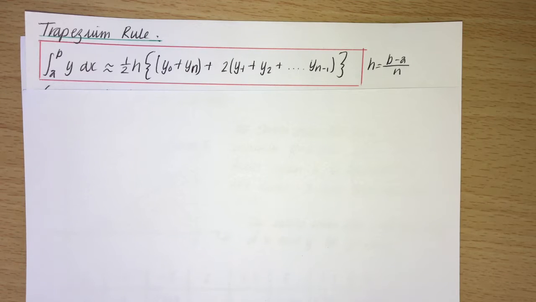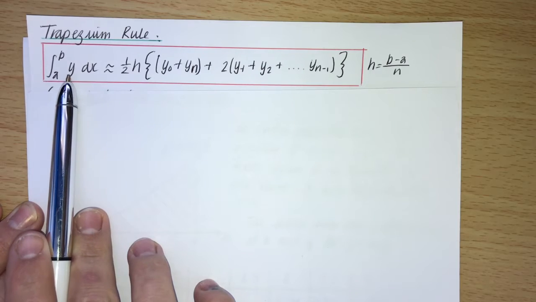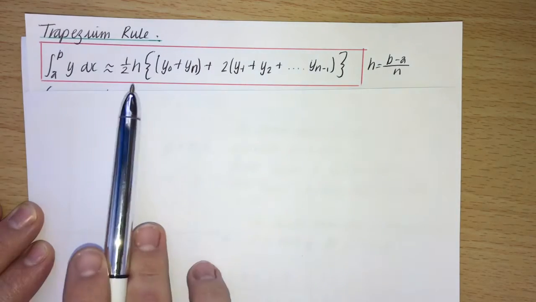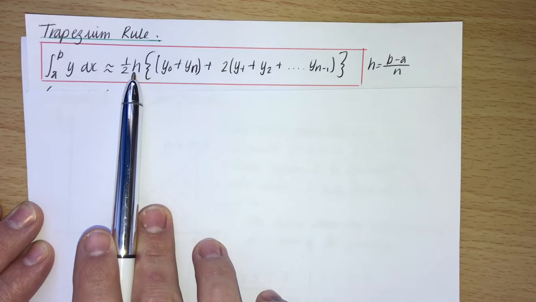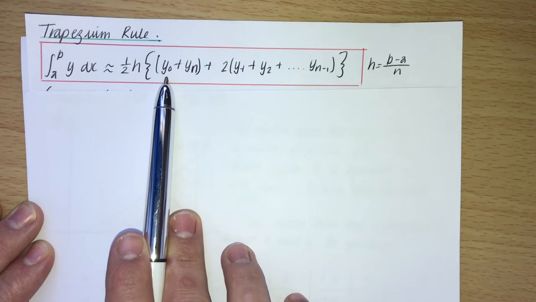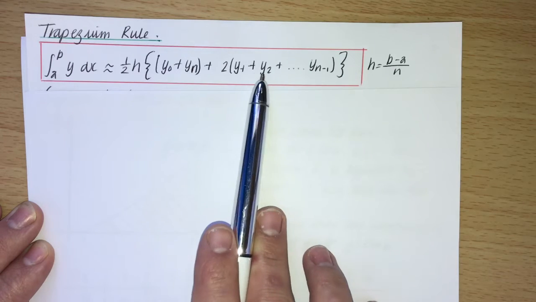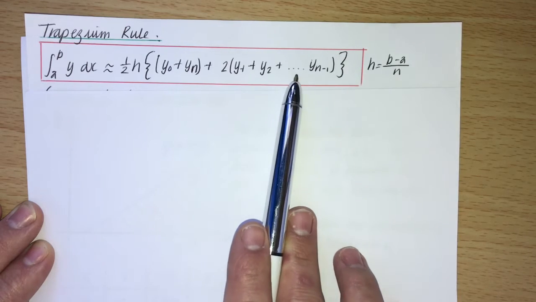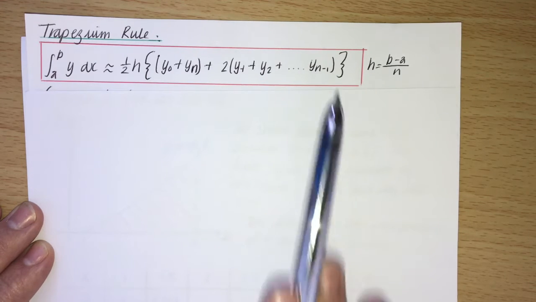Trapezium rule. So if we want to find an estimate for the area under the curve y between a and b, this is what we will use. h is the distance between each of the trapezia, each of the bars. y0 is the height of the first edge of the trapezia. yn is the last edge. And then we have two lots of y1, y2, y3, y4 up to y equals n minus 1 here, and that is our trapezium rule.